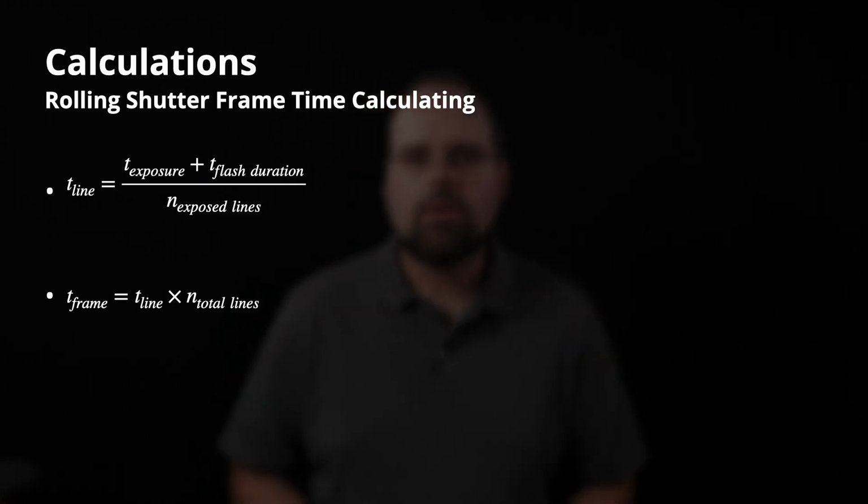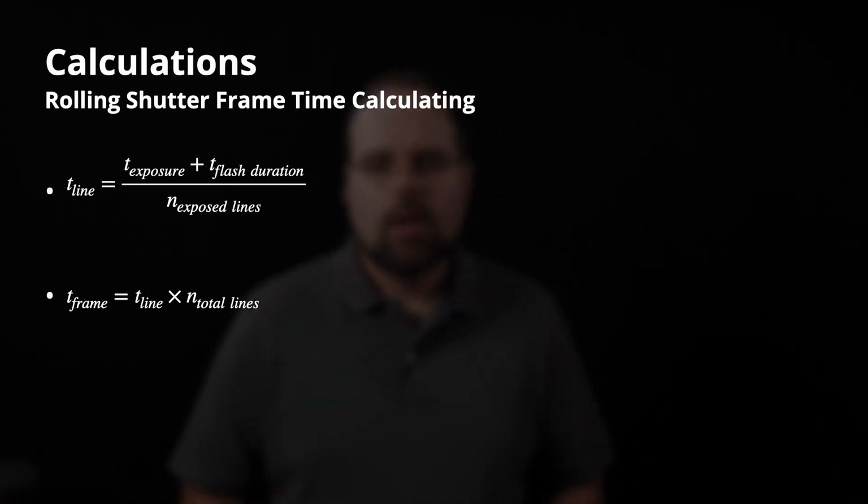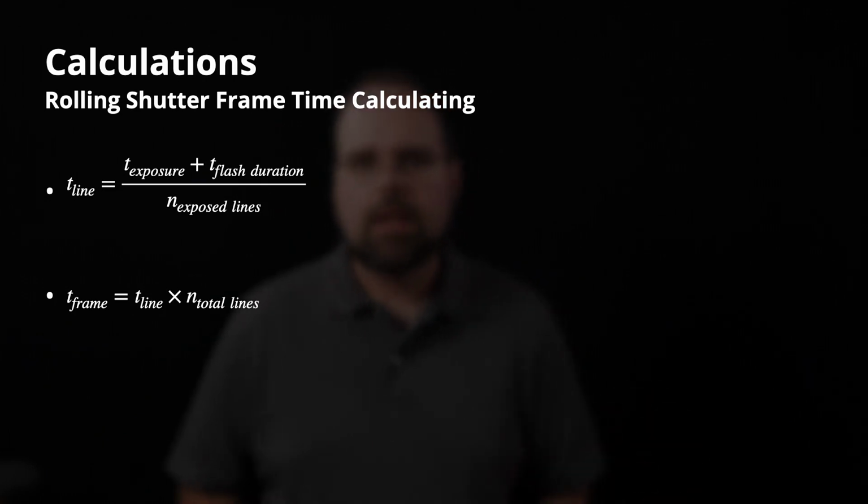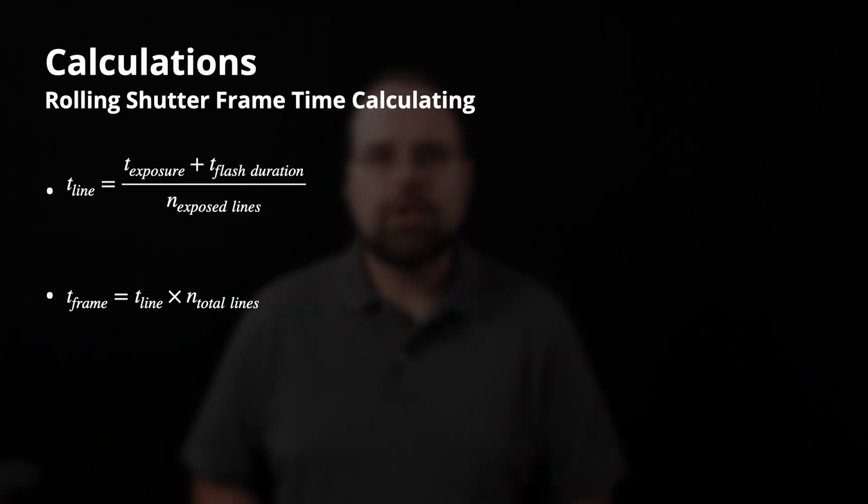We can then plug that into two pretty simple formulas to calculate the actual timing. So the time for a line is given as the exposure time, or the shutter speed that you're working with, plus the flash duration, divided by the number of exposed lines. Now, it took me a little while to convince myself of why all this works out, but ultimately it has to do with the fact that we are counting both partially and fully exposed lines in our test image, so that's why we have the 2 times involved here.